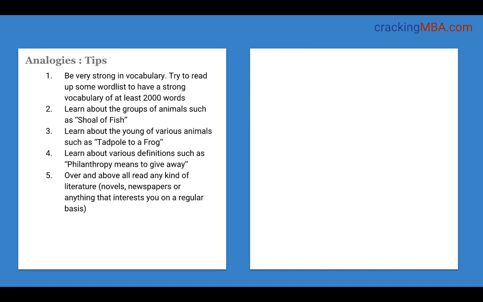Try to maintain a vocabulary of at least 2000 words. Learn about the different groups of animals such as shoal of fish and flock of sheep. Learn about the young of various animals such as colt for a horse, tadpole to a frog, and so on. Learn about the definitions, like philanthropy means to give away. Over and above all, read any kind of literature that improves your ability to understand the analogies.